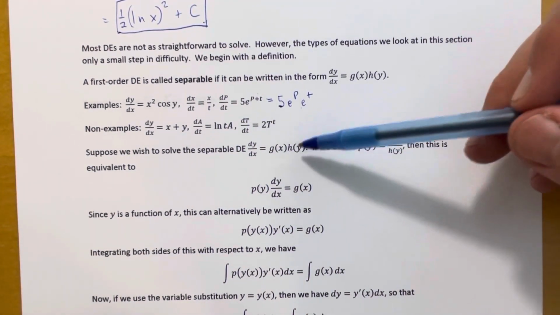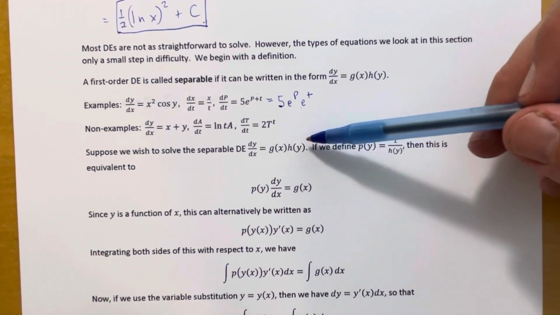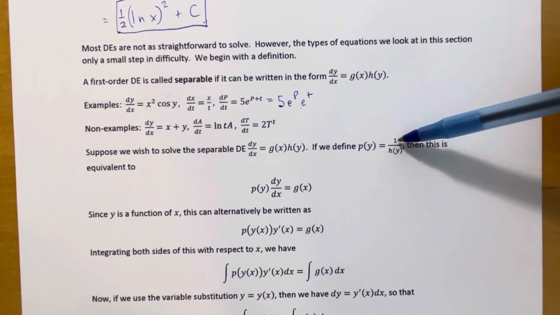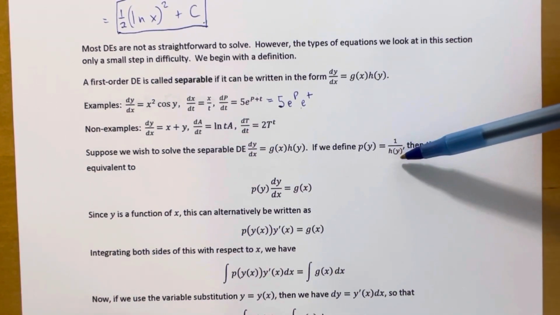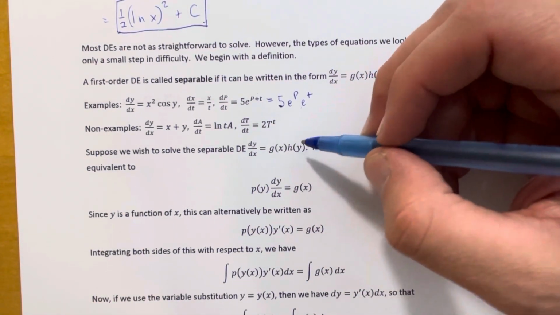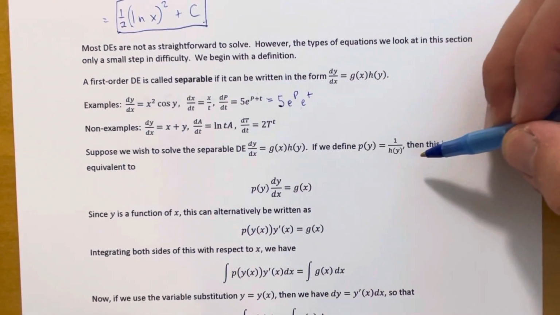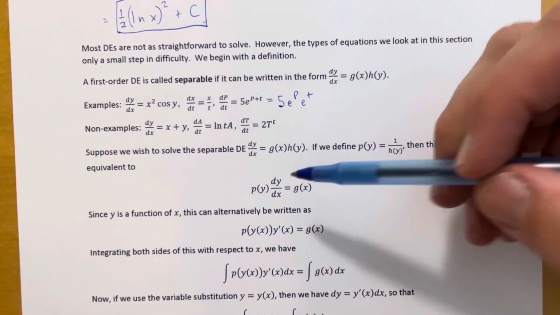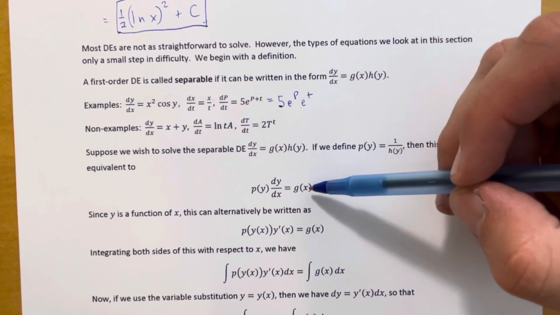We want to put this in a slightly different form, so I'm going to define a new function p of y to be the reciprocal, 1 over h of y. What that means is I could alternatively write this as g of x over p of y, which if I multiply both sides by p of y would give me this: p of y dy/dx equals g of x.